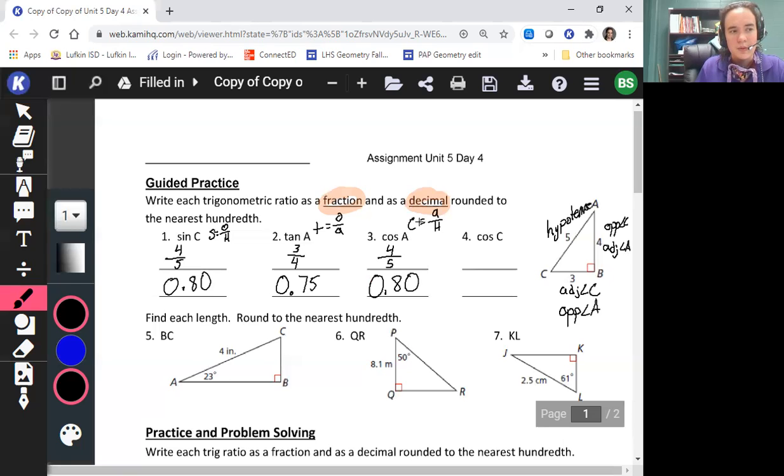Then we're looking for cosine of angle C. Remember, again, cosine is adjacent over hypotenuse. Adjacent to angle C is that 3. Hypotenuse is 5. So what is 3/5 as a decimal? 0.60. Don't forget that 0, because we're looking for a hundredth place.